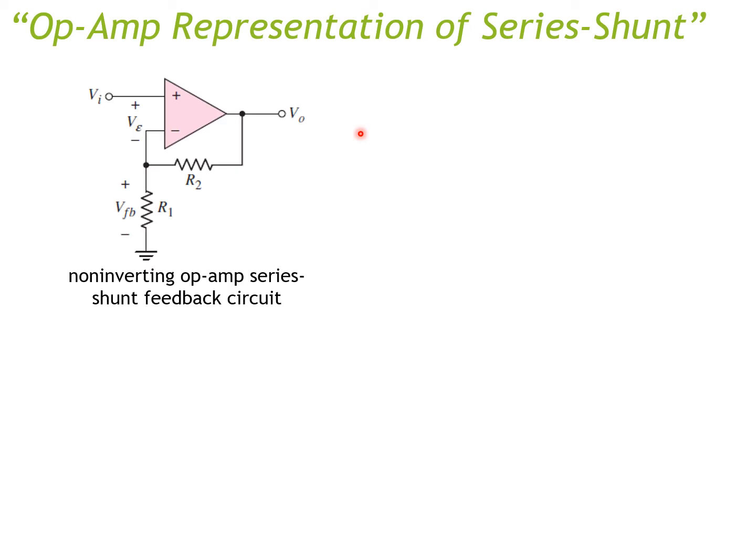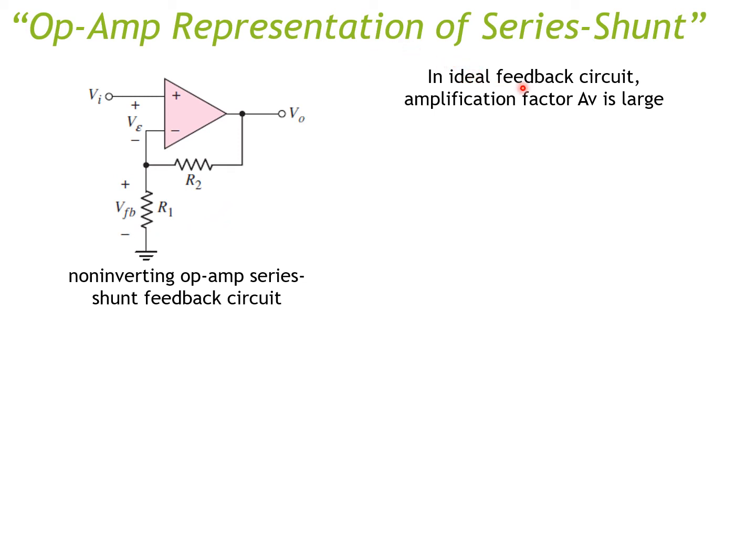Okay, so there are two different ways to represent or implement the series-shunt configuration. The first one is to use op-amp representation. So this is a non-inverting op-amp series-shunt feedback circuit. As you see, I use an op-amp, and the op-amp is acting as your basic amplifier, and the feedback network consists of R2 and R1.